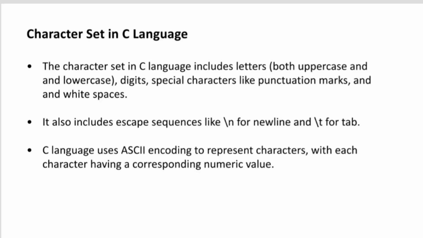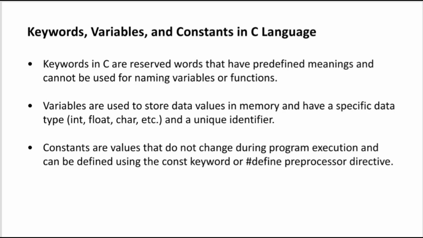Number 1, learn the character set of C language, which comprises the letters A to Z, special characters, and numbers. These are like letters in the alphabet. Number 2, learn keywords, reserved words, and constants. These are like words in any language which we speak.